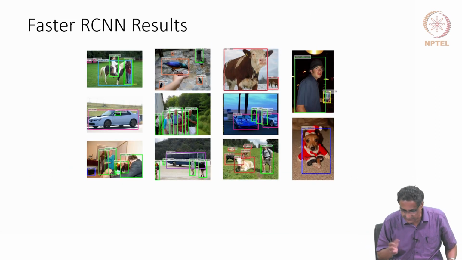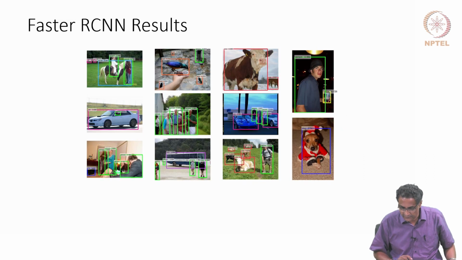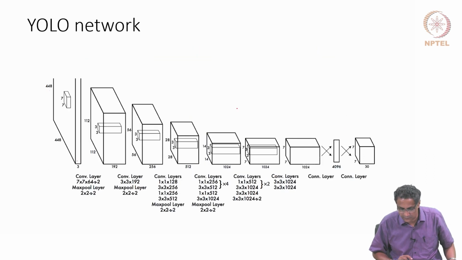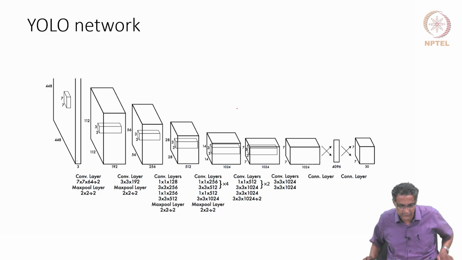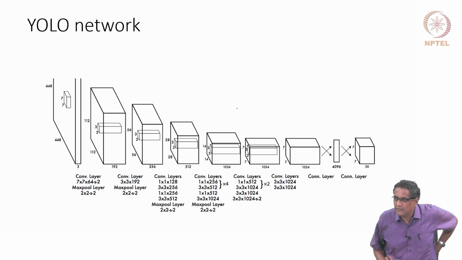Okay, so anchor boxes, yeah. So you asked. If you think of anchor boxes, that's how they would look, and then here are some Faster RCNN outputs. Now, as far as object detection is concerned, there is this YOLO. What does YOLO stand for? You only look once.